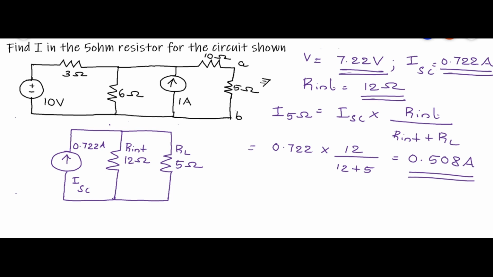So first you have to find out the voltage. Voltage can be found out by applying nodal analysis. Then you have to apply Kirchhoff's voltage law, and then you have to find out ISC, which is the short circuit current. Then you can go for R internal by deactivating the constant sources. Then you can find out the current in the 5 ohm resistor from Norton's equivalent circuit.